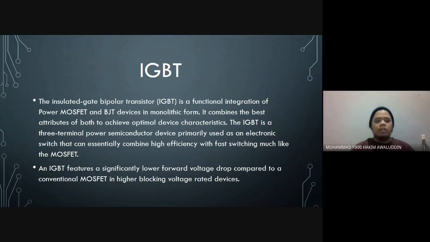IGBT. The isolated gate bipolar transistor, IGBT, is a functional integration of power MOSFET and BJT device in monolithic form. It combines the best attributes of both to achieve optimal device characteristics. The IGBT is a 3-terminal power semiconductor device primarily used as an electronic switch that can essentially combine high efficiency with fast switching, much like the MOSFET. And IGBT features a significantly lower forward voltage drop compared to a conventional MOSFET in higher blocking voltage rated device.